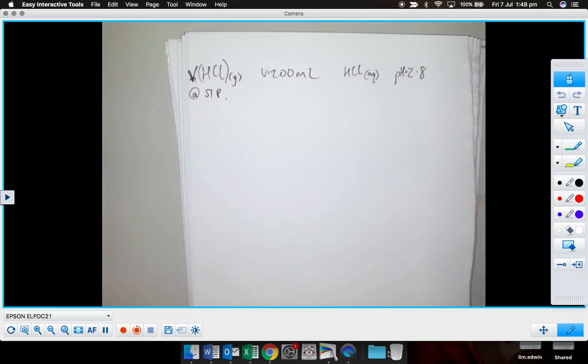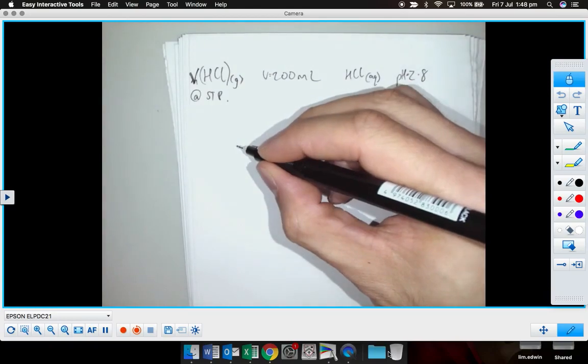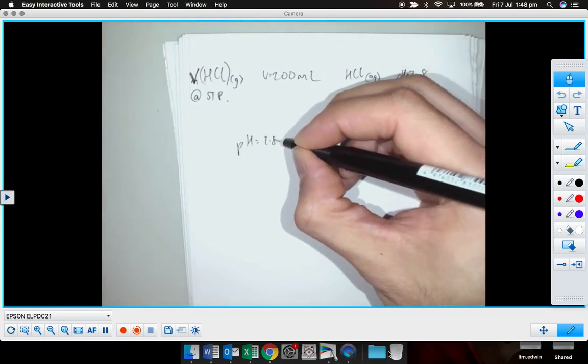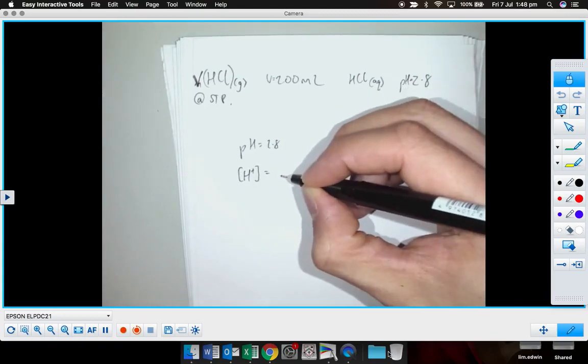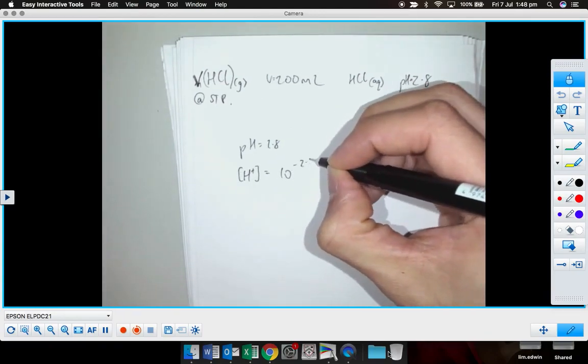So, we have to think about what is actually our known. Our known here is the pH of 2.8. We're going to work backwards from there to get to the volume of HCl needed. So the pH is equal to 2.8. The concentration of H+ is therefore equal to 10 to the power of negative 2.8.